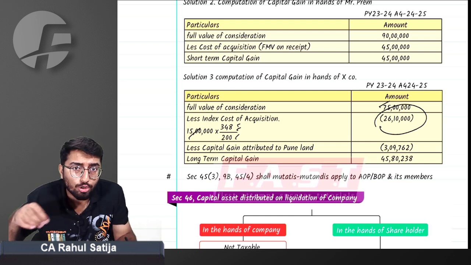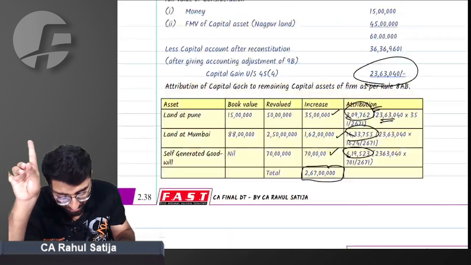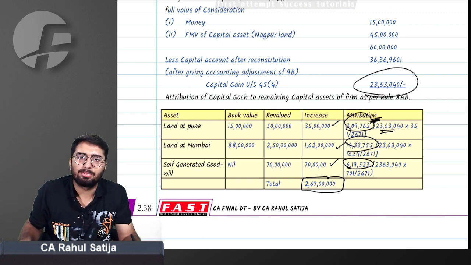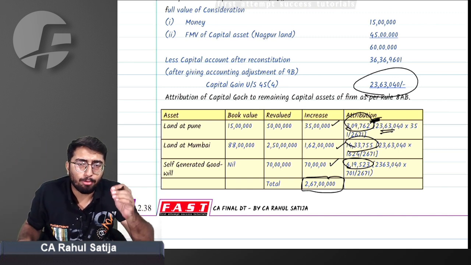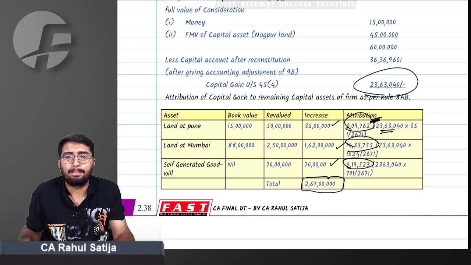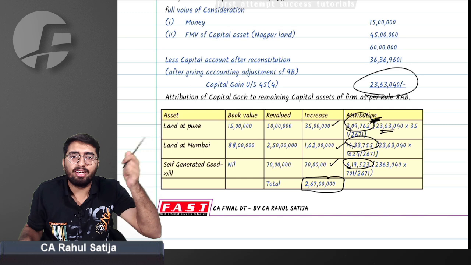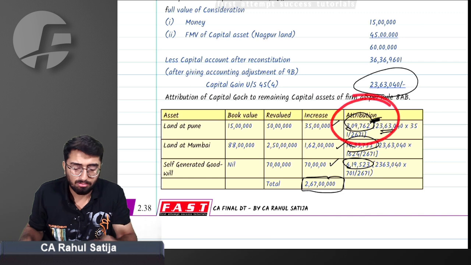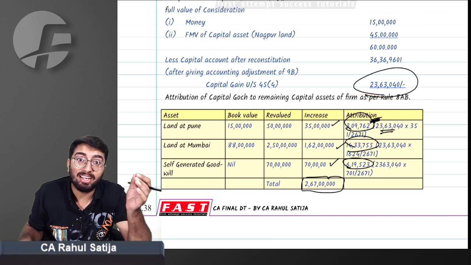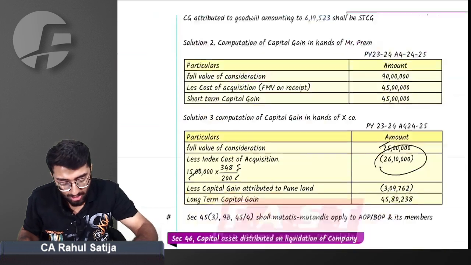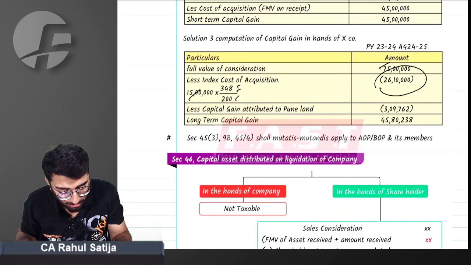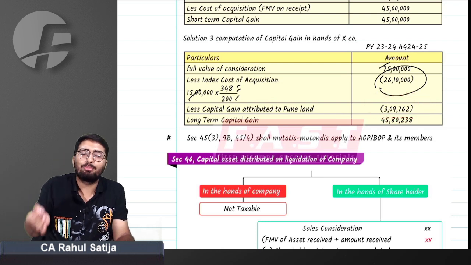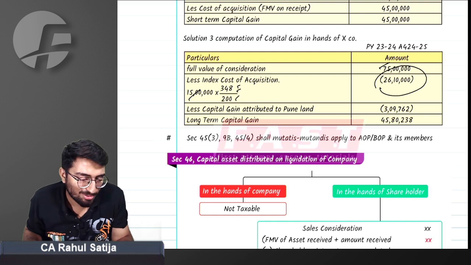And I have to reduce the apportioned capital gain. Just have a look. Pune land has an apportionment of 3.09 lakh rupees. This is the amount of apportionment of capital gain that was taxable under section 45(4). This is the amount of capital gain apportioned to Pune land. Now this apportioned capital gain will be reduced when this Pune land is sold. So when this Pune land is sold at 75 lakh rupees and capital gain is calculated, 3.09 lakh is reduced from the capital gain so calculated. Did you get this point or not?